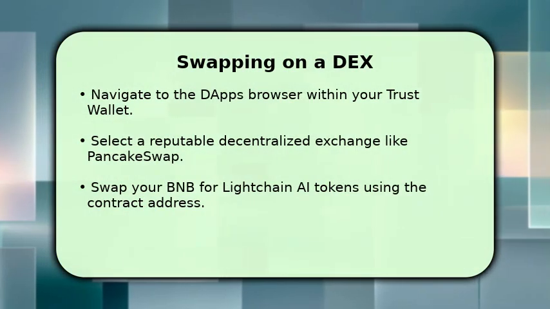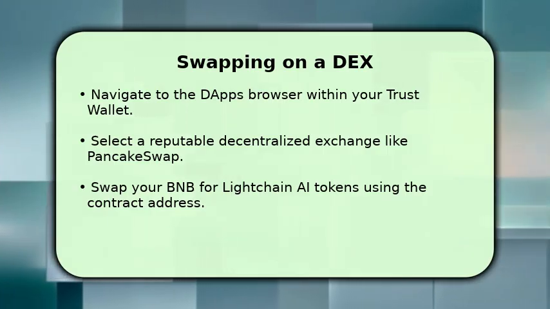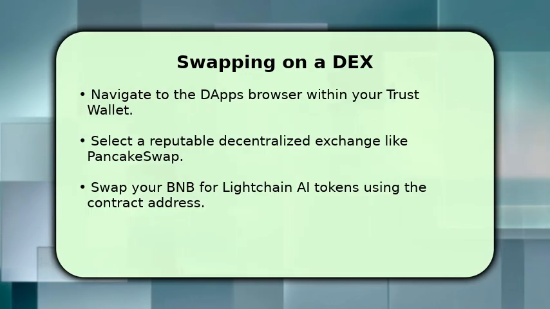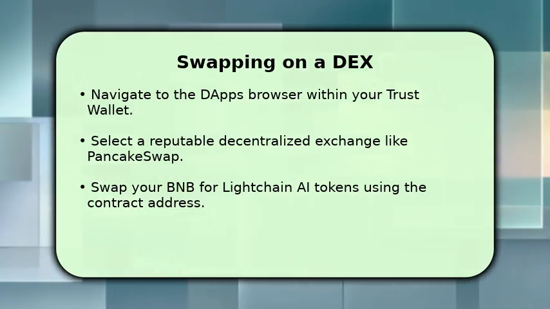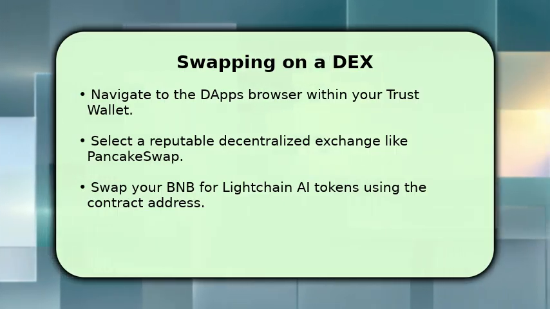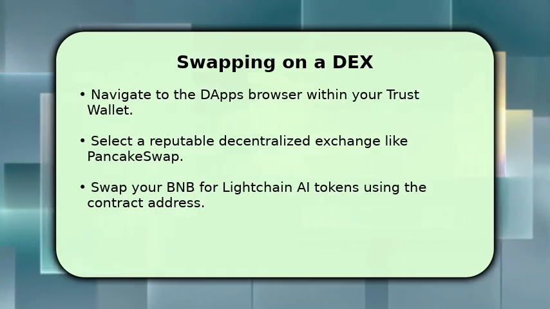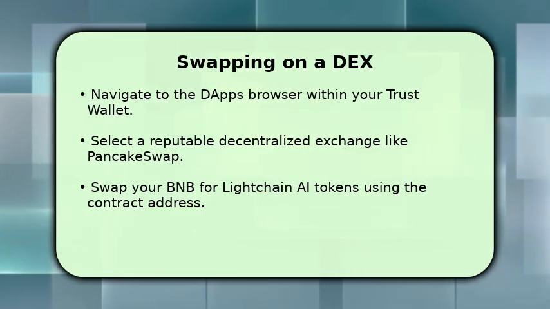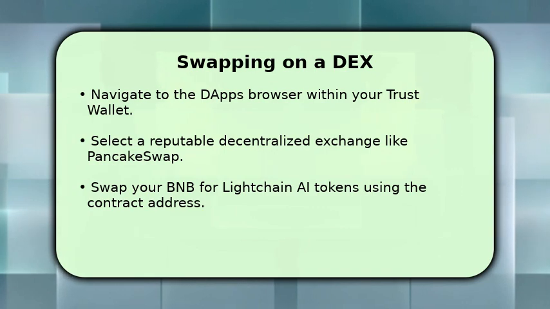Now let's use a decentralized exchange. Open the DApps browser in your Trust Wallet and select a reliable DEX such as PancakeSwap. Connect your wallet to the exchange. Then, input the Lightchain AI contract address into the "to" field. Enter the amount of BNB you wish to swap for Lightchain AI. Review the transaction details carefully, including the slippage tolerance, before confirming your purchase. This ensures a smooth and successful trade.